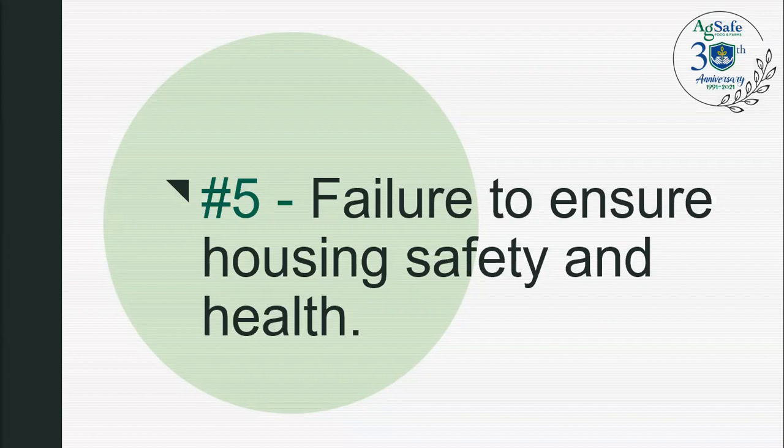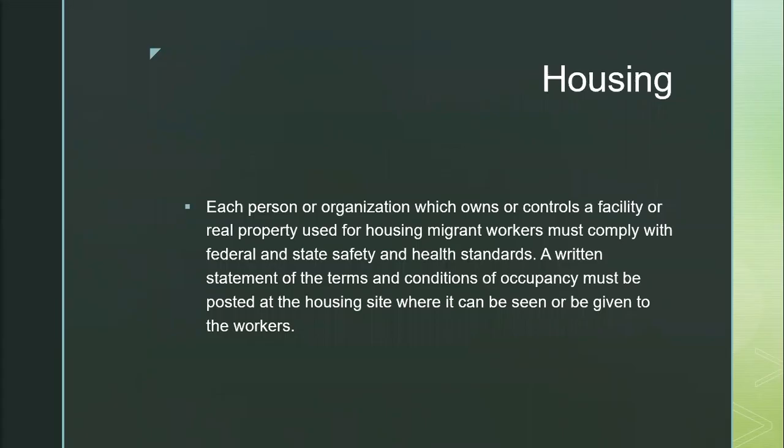Next, number 5, failure to ensure housing, safety, and health. Each person or organization which owns or controls a facility or real property used for housing migrant or seasonal workers must comply with federal and state safety and health standards. A written statement of the terms and conditions of occupancy must be posted at the housing site where it can be seen or given to the workers.